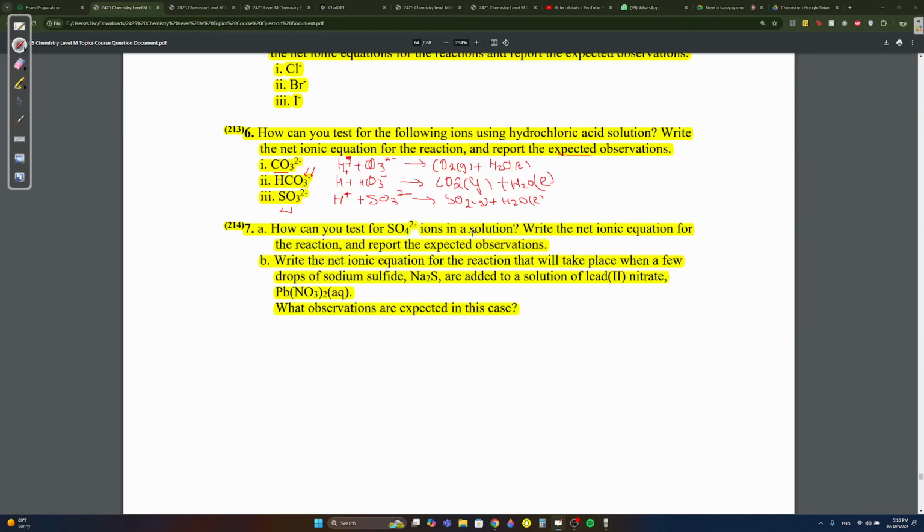How can you test for SO4 2-? Write the net ionic equation for the reaction and report the expected observation. To test for SO4 2-, you add barium. And when you add barium to SO4 2-, what do you get? You get BaSO4. So it's an insoluble white precipitate, but it is insoluble in acid. Write the net ionic equation for the reaction and report the expected observations.